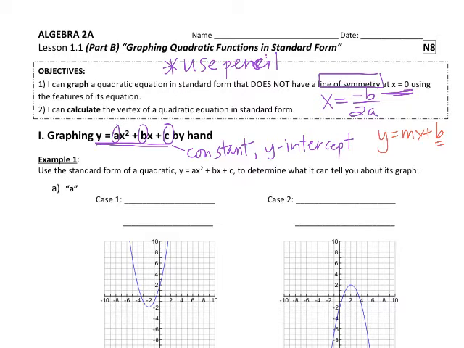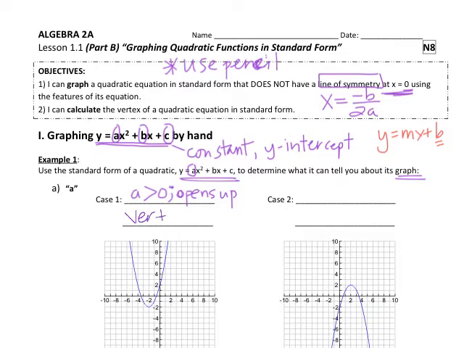Well, in example number 1, we want to use the standard form of the quadratic, y equals ax squared plus bx plus c, to determine what it can tell us about the graph. Just by looking at the function itself, we should be able to see what's going to happen with our graph when we actually do start graphing it. In each case, if a is larger than 0, then the graph is going to open upwards, and therefore we have the vertex as a minimum.